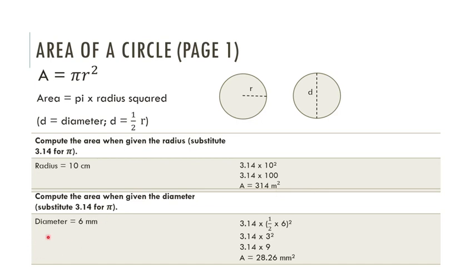Now let's compute the area when given the diameter. Again, we'll use 3.14. So since the diameter is double the radius, we're going to divide by 2, or you can multiply the diameter by 1/2. You'll get the same result. 3.14 times 1/2 times 6 squared. We're going to get 3. 3 squared is 9. And then when you do the multiplication, you get 28.26 millimeters squared.